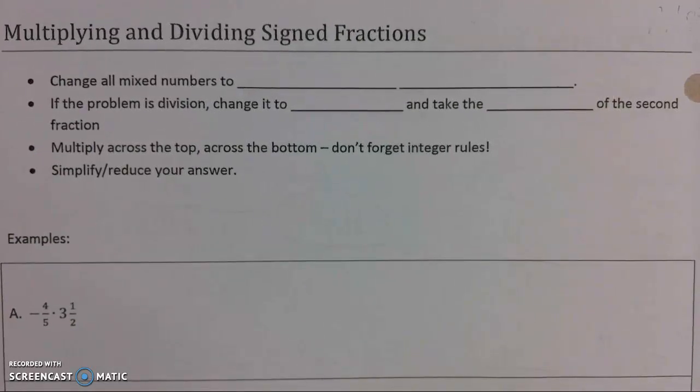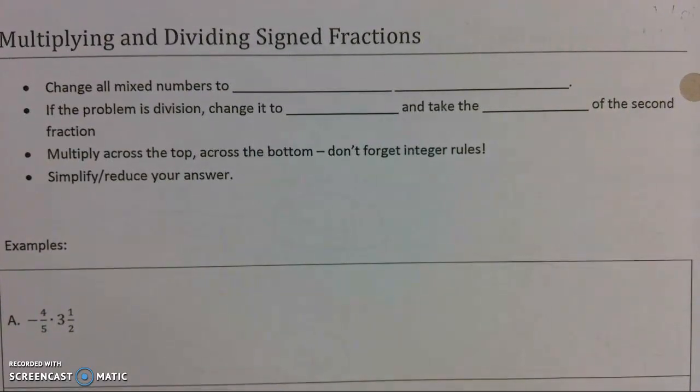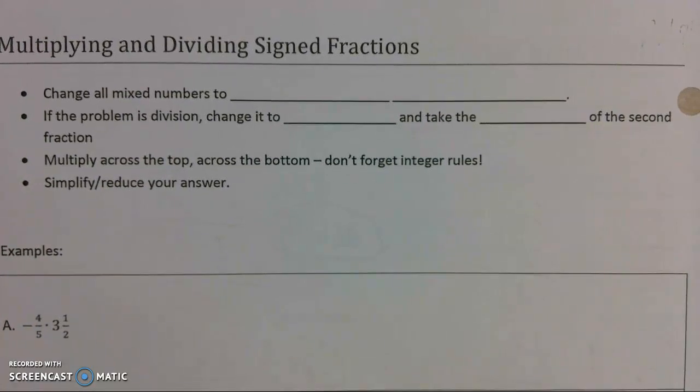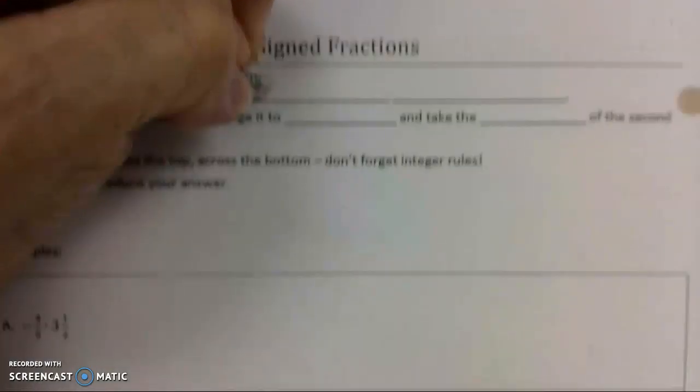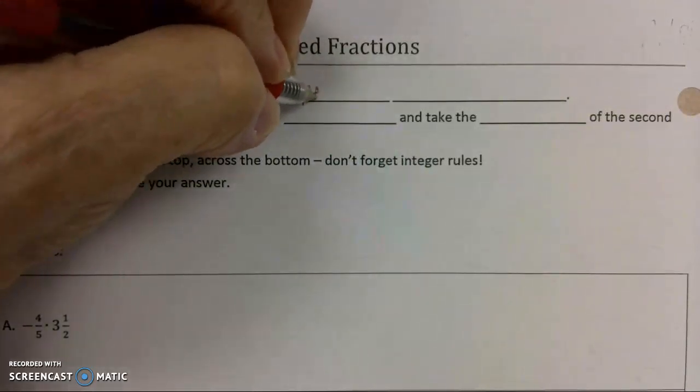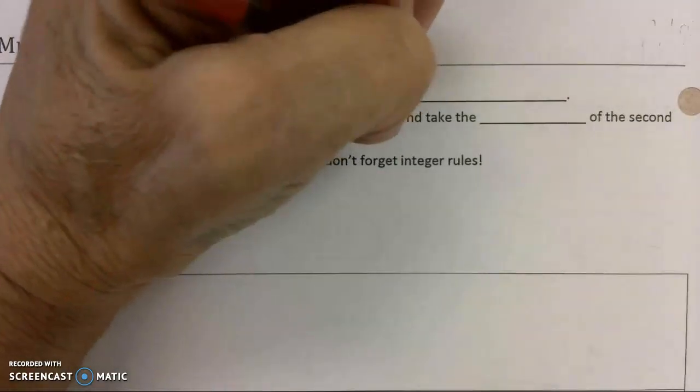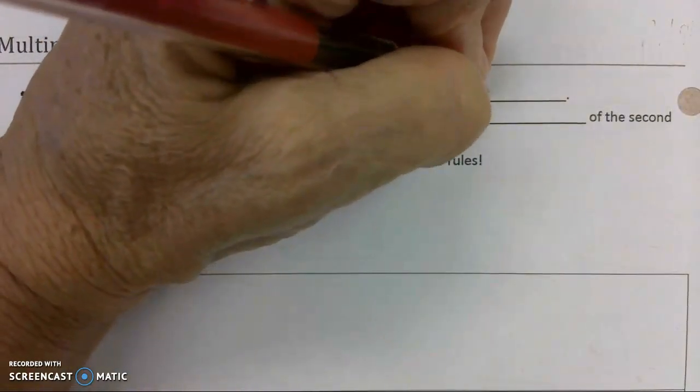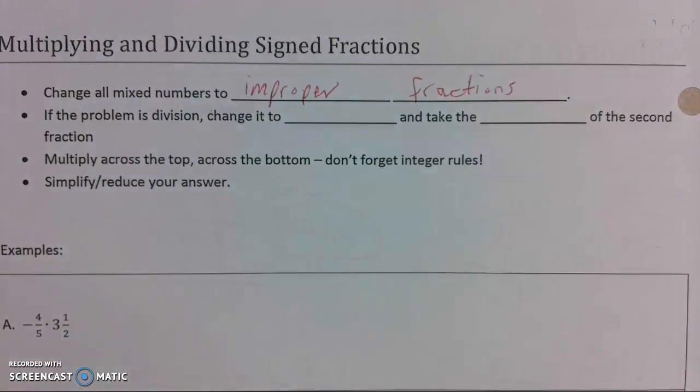When we multiply or divide signed fractions, the very first thing you need to do is make sure that you change all mixed numbers to improper fractions. All mixed numbers to improper fractions.